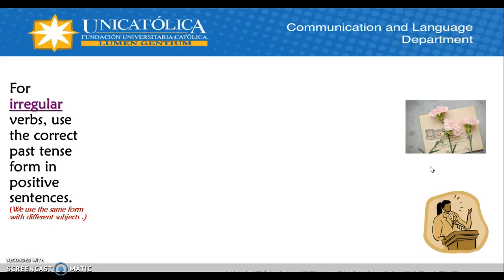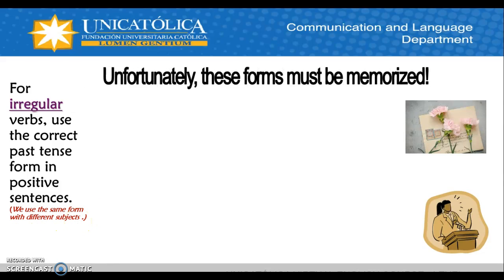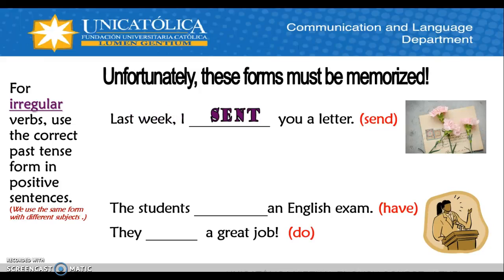Next, look at the pictures. So for irregular verbs, use the correct past tense form in positive sentences. We use the same form with different subjects. Unfortunately, these forms must be memorized. Okay? Now, last week I sent. Look, present, send. Past, sent. Okay? So last week I sent you a letter.